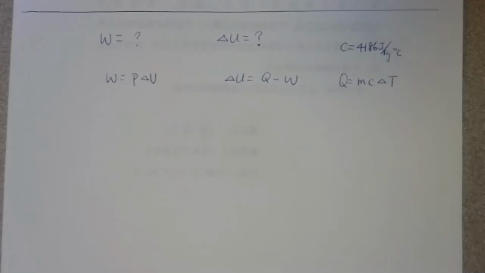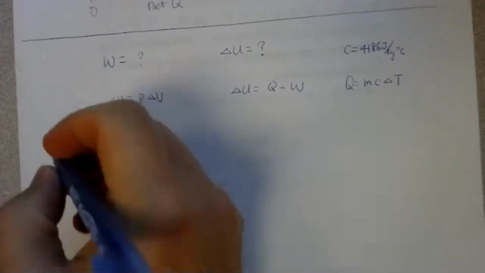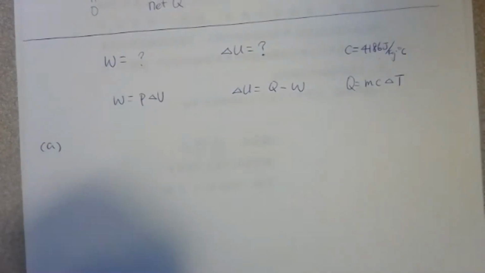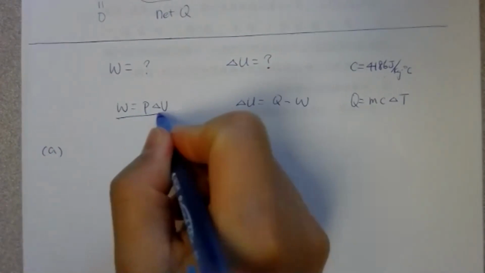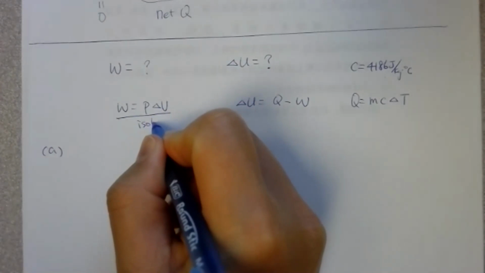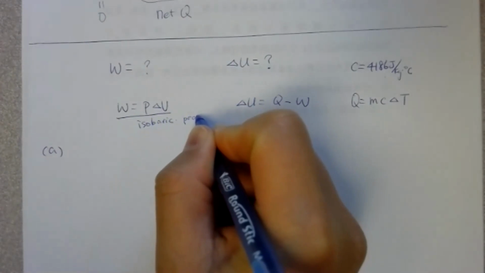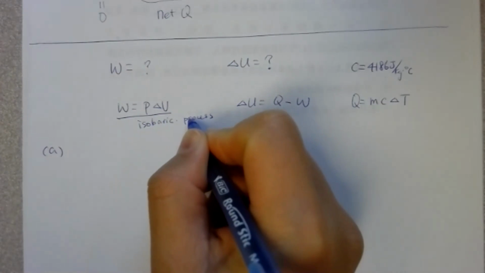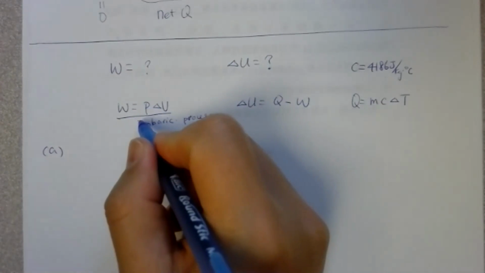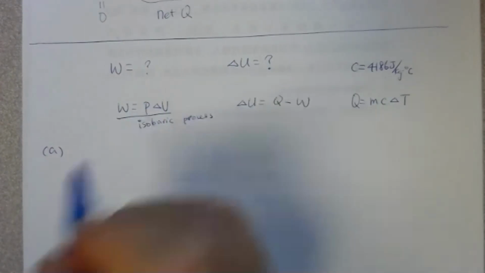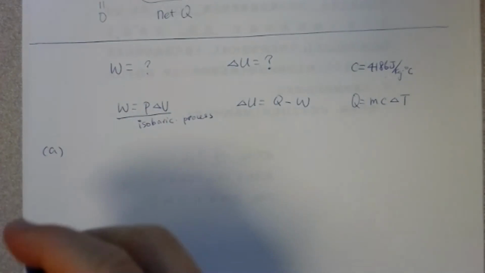All right. So let's take a look here. I see some response in there, but let's take a look. Okay. So for part A, you're going to do this, because this is an isobaric process. Remember, you can use this only on an isobaric process. P is constant. Otherwise, you may be looking at a different formula, but this is for isobaric process.